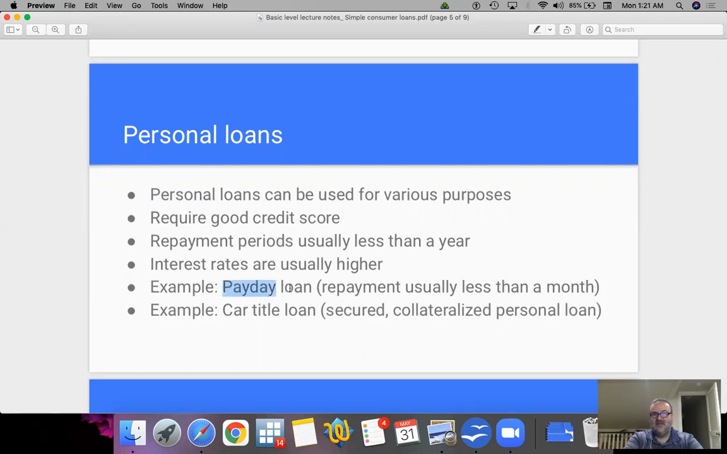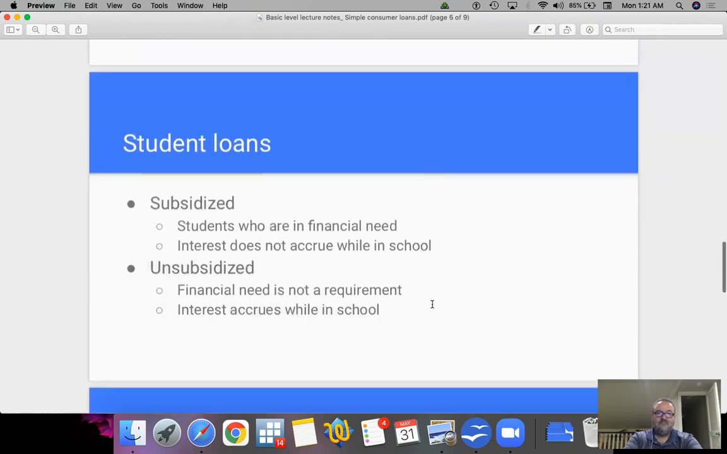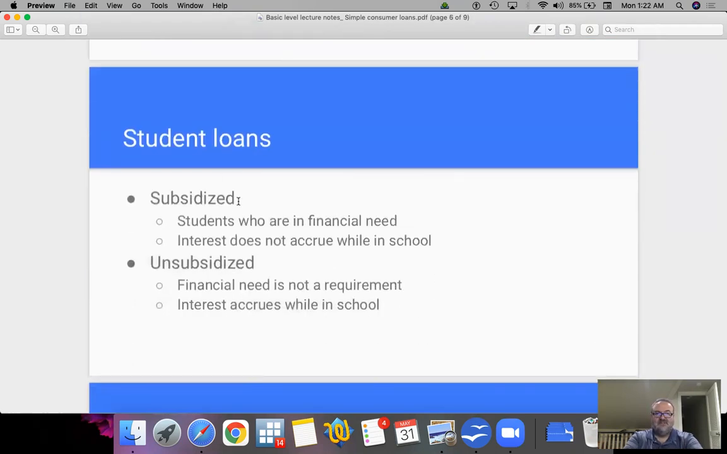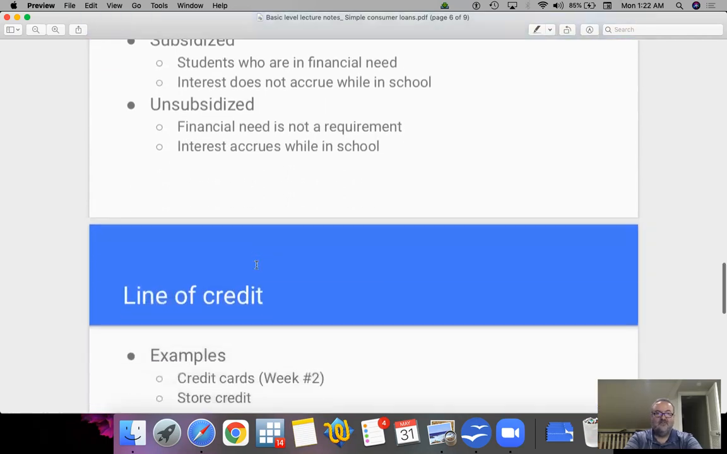Some examples are payday loans, which are very expensive and very, very short term. And car title loans are examples of a secured, or collateralized, consumer loan, and they usually have a short period of payment as well. Student loans can be subsidized by the government or unsubsidized. For subsidized, you have to show financial need, and the good thing about it is that interest does not accrue while you're a student. For unsubsidized, as soon as you borrow, interest starts accruing.